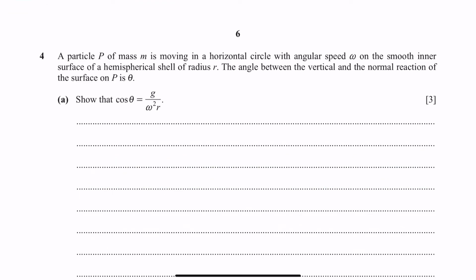Question 4. A particle P of mass m is moving in a horizontal circle with angular speed omega on the smooth inner surface of a hemispherical shell of radius r. So we have omega and r. The angle between the vertical and the normal reaction of the surface on P is theta.